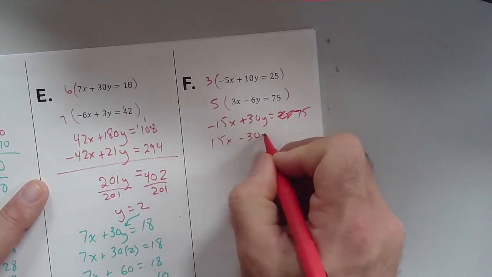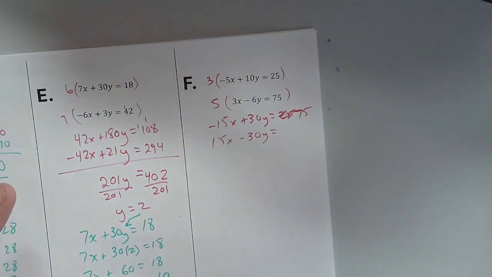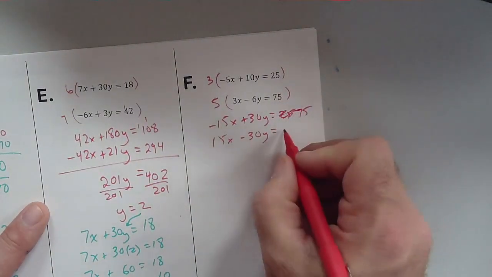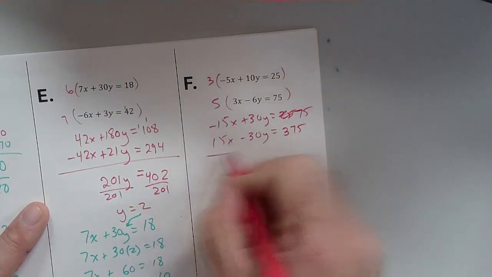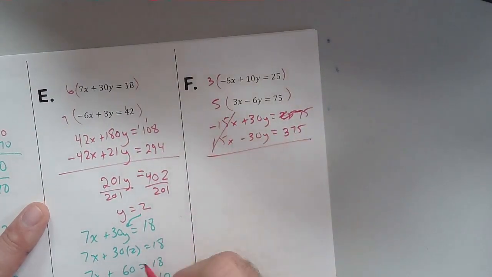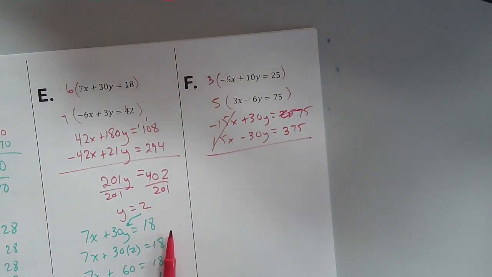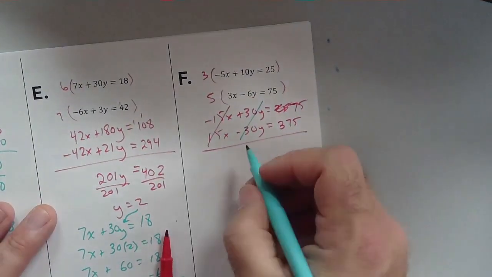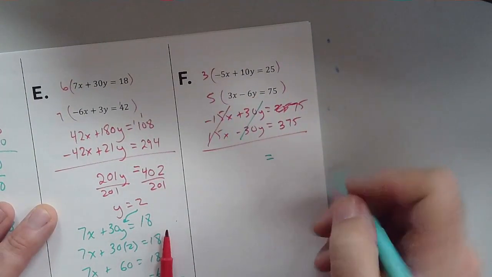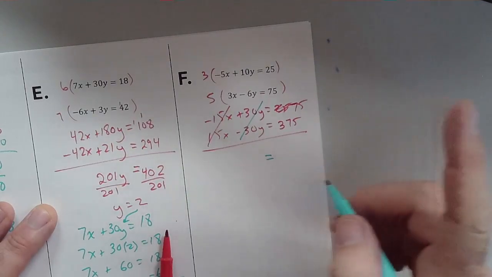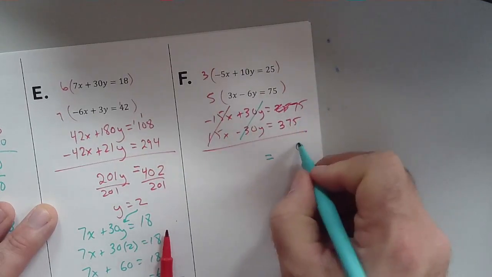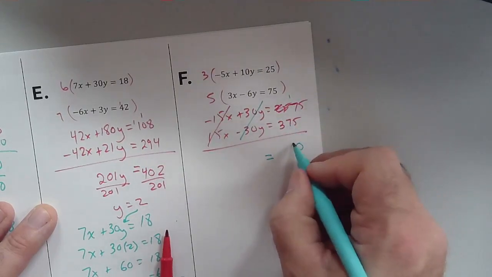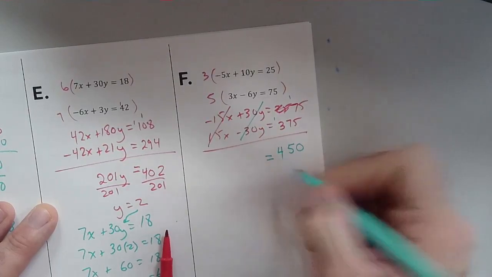15x minus 30y equals 5 times 70 is 350. 5 times 5 is 25. 375. Let's combine these two. There go the... Oh, wait a minute. There goes the y's. So something interesting happens here that we often don't do. What's 5 plus 5? 10. Carry the 1. 1 plus 7 is 8, plus 5 is 15. Carry the 1. I got 450 over here.